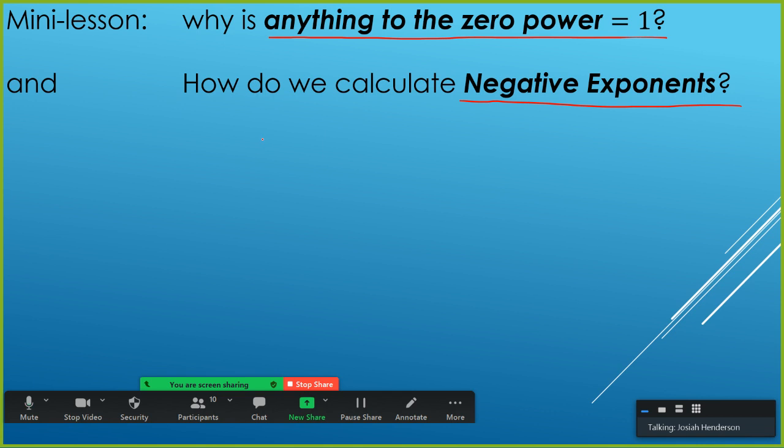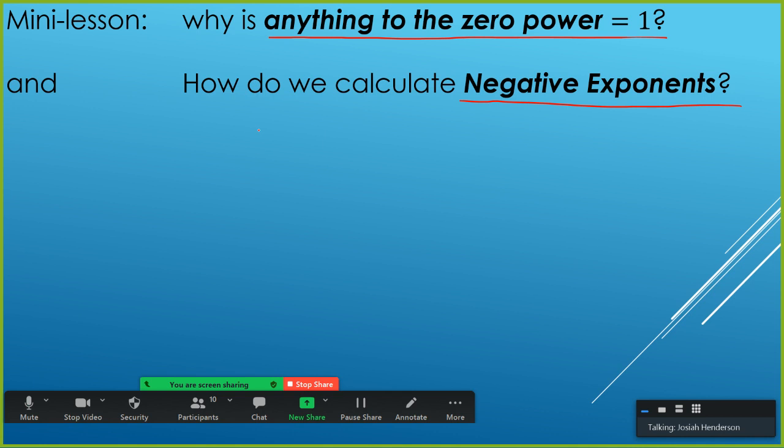Josiah, Levi, please. Okay, for the question, why is anything to the 0 power equal to 1? I think it kind of stands for the rule that goes for multiplication where anything times 1 is equal to that number.